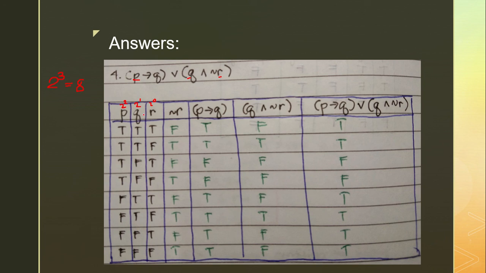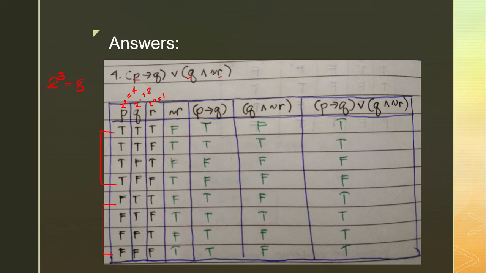The answers to these are the number of steps after which the value will change. For example, for R, 2 to the power of 0 is 1, meaning that every step, the value of R will change. So that's TF, TF, TF, TF. Then this is 2 to the power of 1, which is equal to 2, so the value of Q will change every 2 steps. So that's T, T, F, F, T, T, F, F. And this one is 4, which means for every 4 lines, true and then false, for a total of 8 combinations.